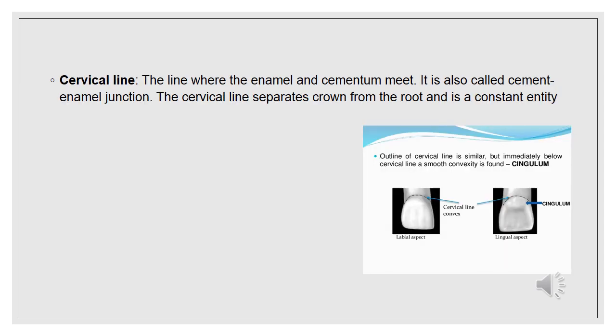What is the cervical line? The line where the enamel meets the cementum. It is also called the cemento-enamel junction. The cervical line separates the crown from the root, and it is a constant entity, which means the position of the cervical line does not change with age.